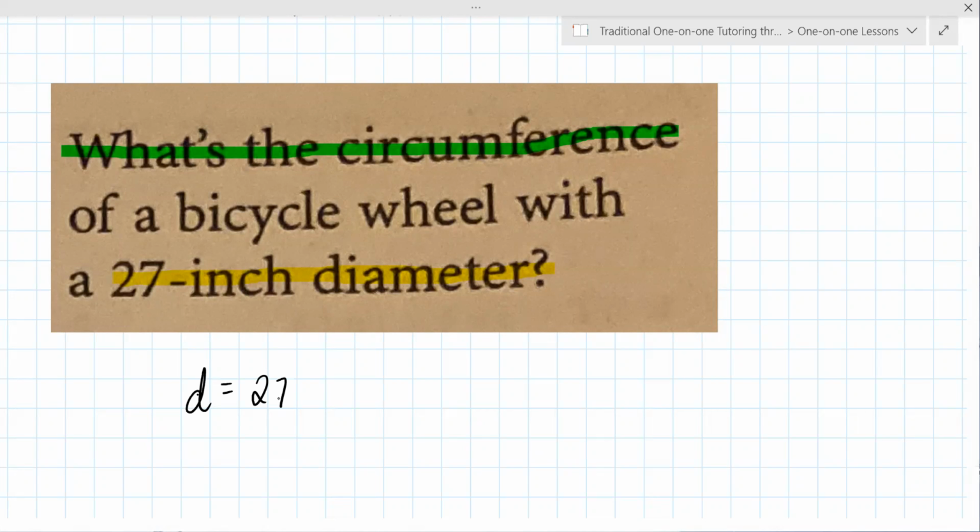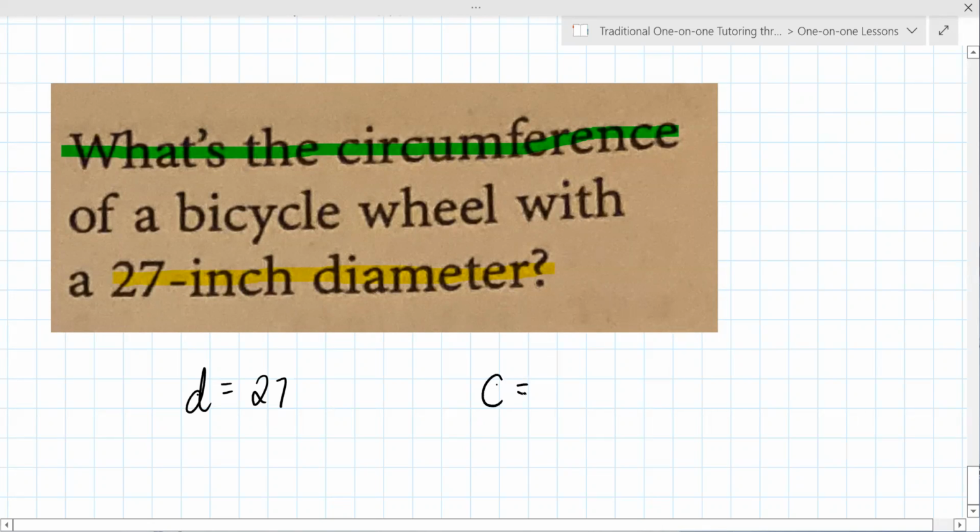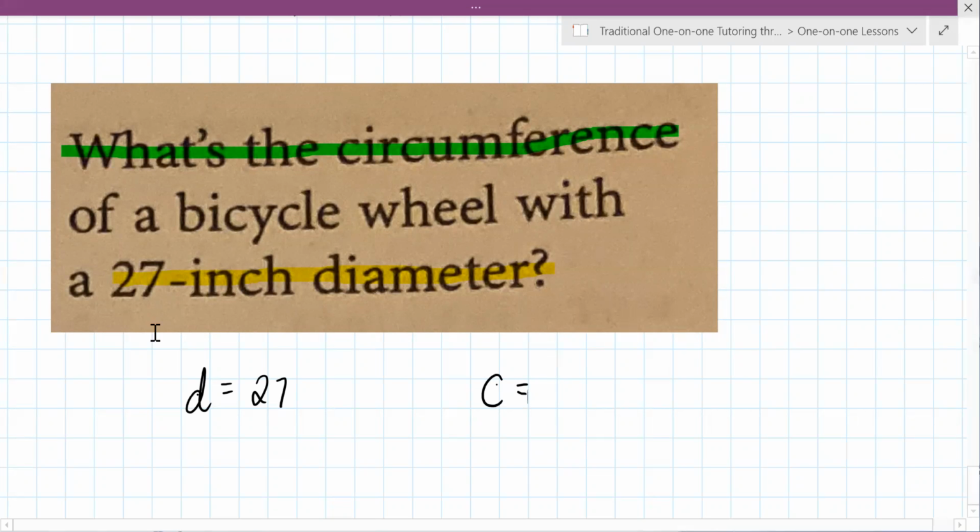D equals 27. For the circumference, you need to multiply 27 times 2, right? Well, you're given the diameter. What is the formula for circumference? You told me early in the lesson. Circumference equals 2 times D. No, let's go back and look.